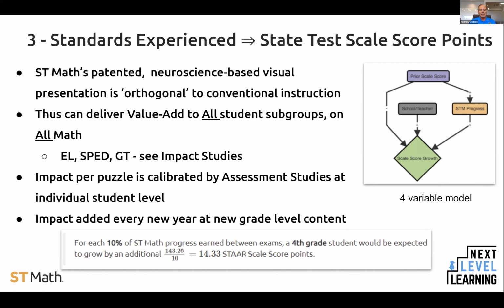So we did a study, we do one for every grade level. In this particular study for 4th grade students, every 10% of STMath progress, or roughly speaking, every 300 puzzles, earned them 14 plus or minus STAR scale score points. And I've done many, many dozens of these studies for districts now. It's very robust. It's similar findings across different districts. It's also similarly impacting if we just look at a certain subgroup. So I'm very confident to own this schema of get more puzzles, get more scale score points.